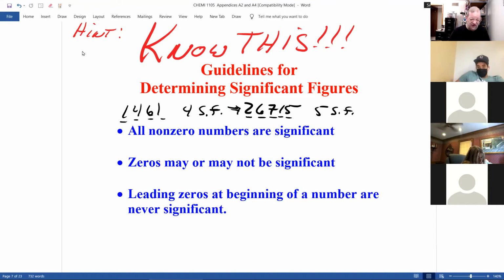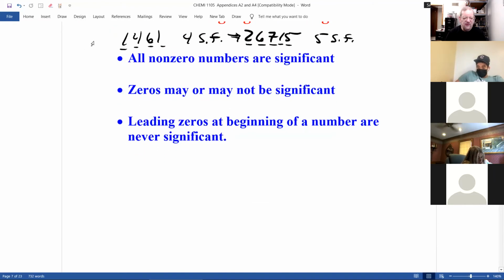Well, what about zeros? Well, zeros may or may not be significant. Boy, that wasn't too helpful. But let's talk about zeros. Lead zeros at the beginning of the number are never significant.